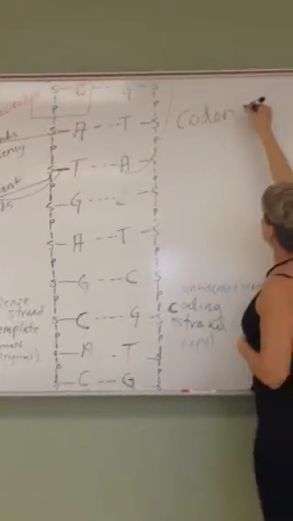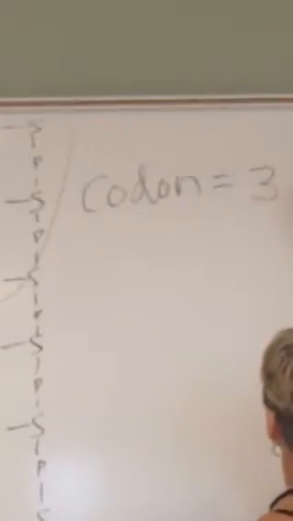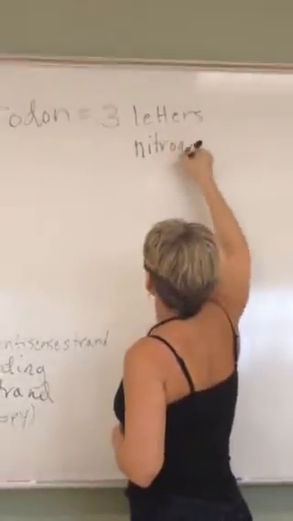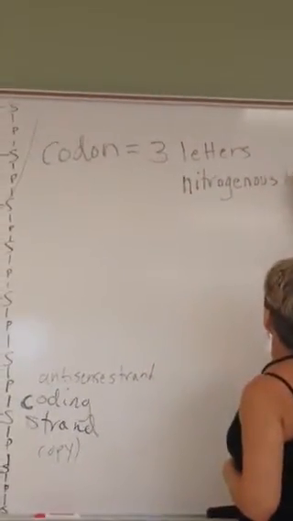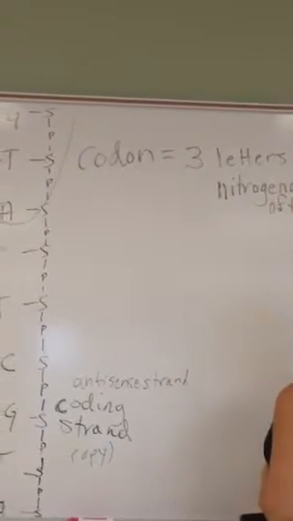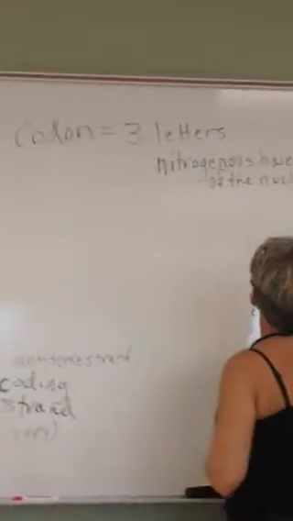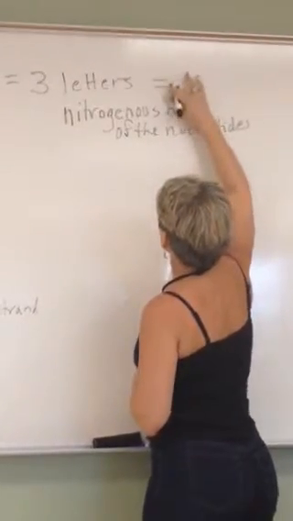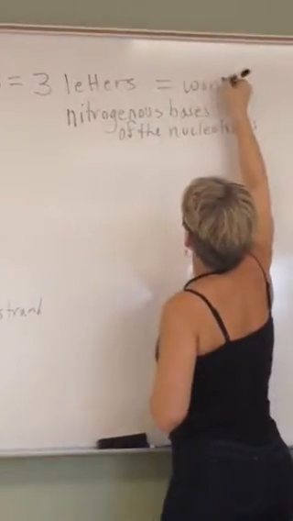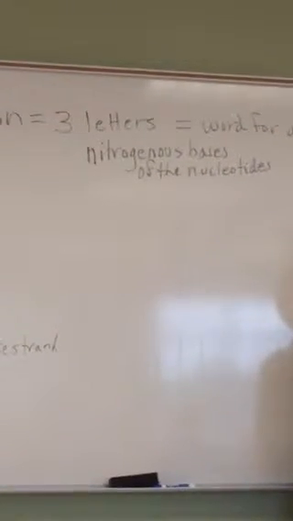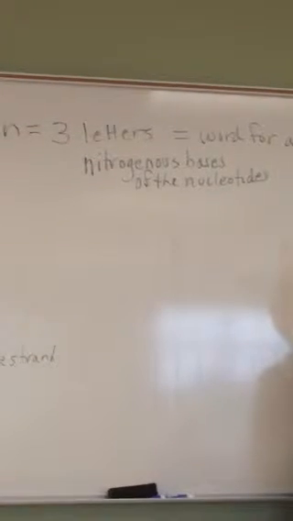So a codon. And what is the codon? It's 3 letters. What are the letters? They're nitrogen-containing bases, or I call them nitrogenous bases of the nucleotides. What is a codon? It's the genetic instruction or the word for an amino acid. And I'll just put or start or stop.